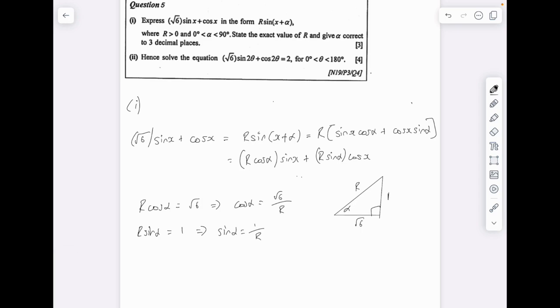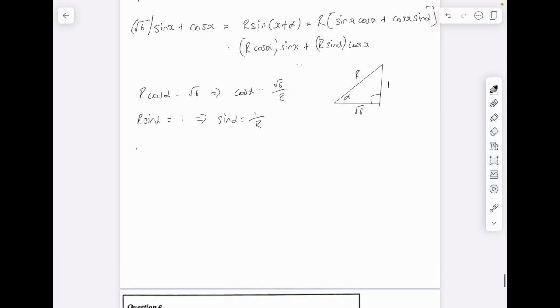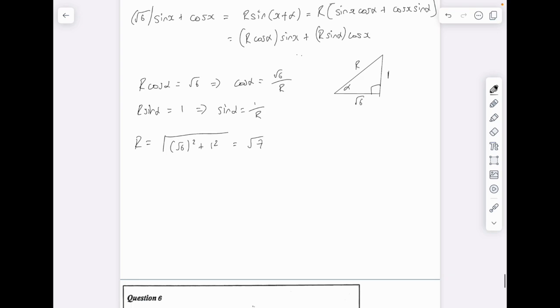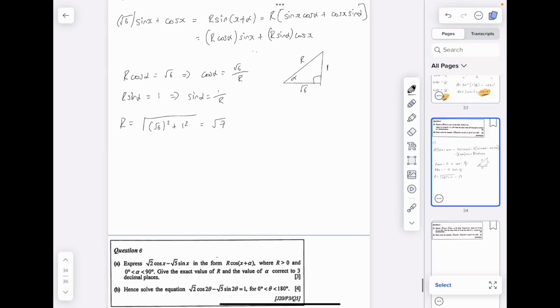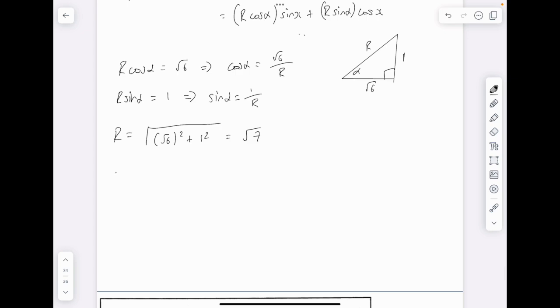So what does that mean? Well, what that means now, guys, is that we can say the following. We can say that r is equal to the square root of root 6 squared plus 1 squared, which is equal to root 7. Let me actually get some more paper on this. And I can also say that tan alpha is going to equal 1 over root 6.